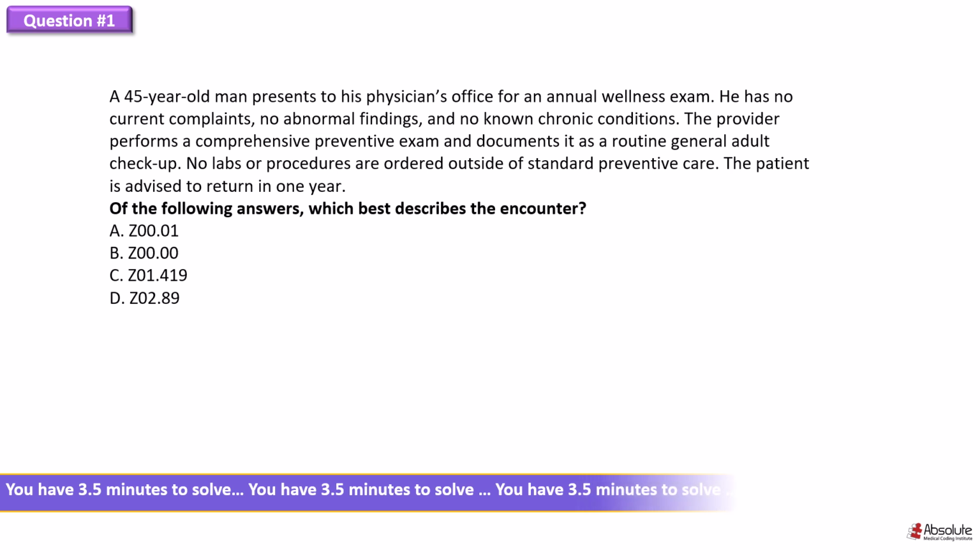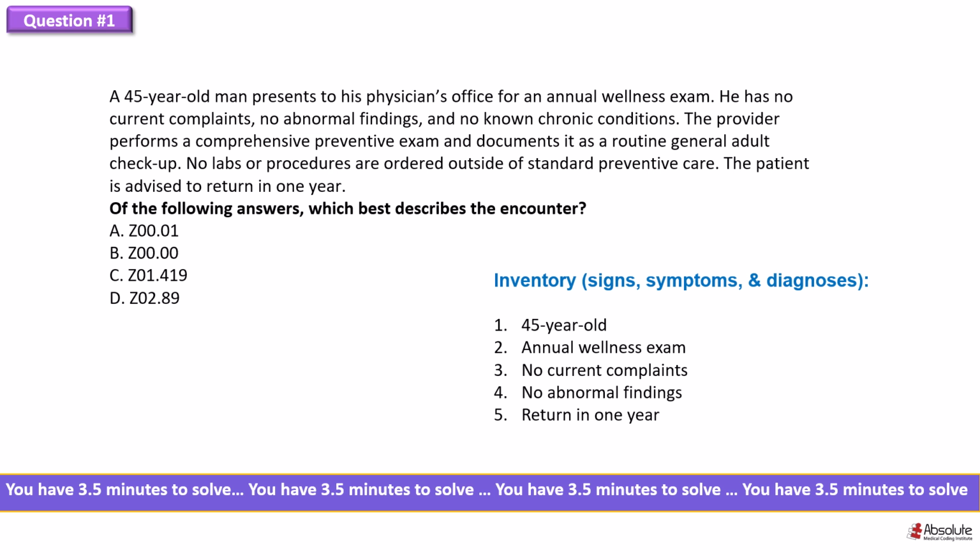And that is time, and you all are rocking it in the chat. So let's have a look into the inventories. In inventory, we have a 45-year-old annual wellness exam, no current complaints, no abnormal findings, and patient has been asked to return in 1 year. So let's go ahead and solve this scenario.